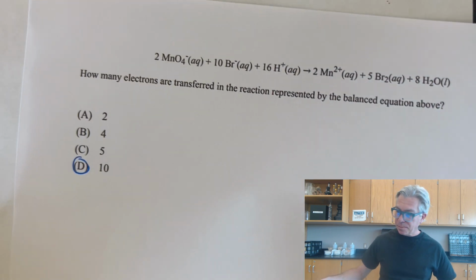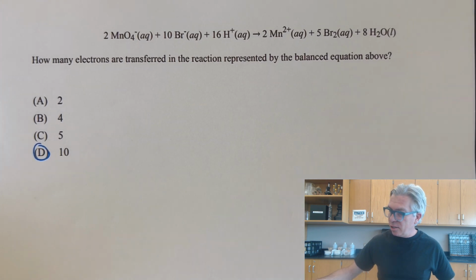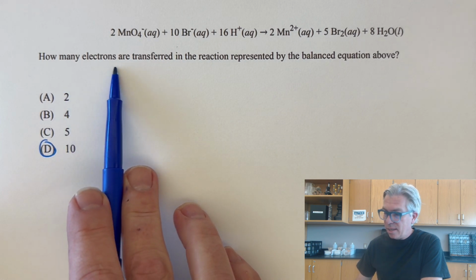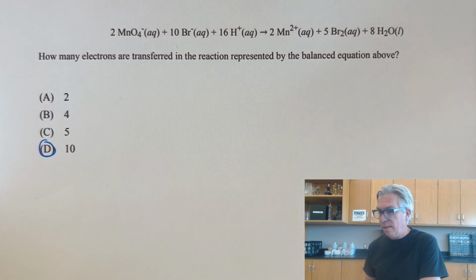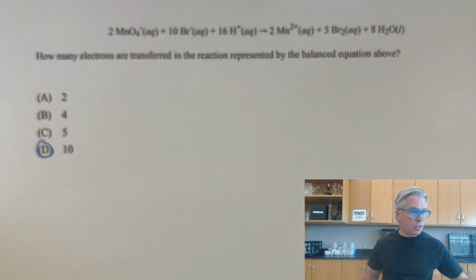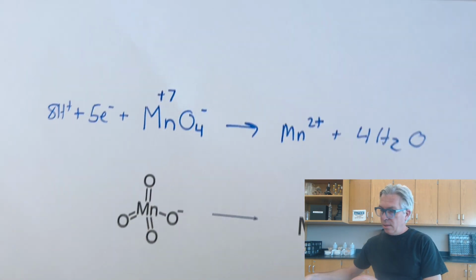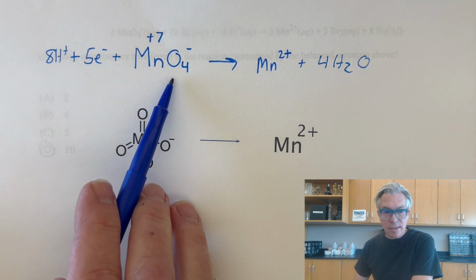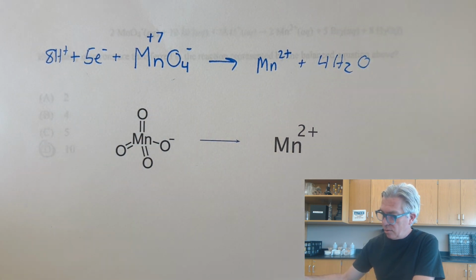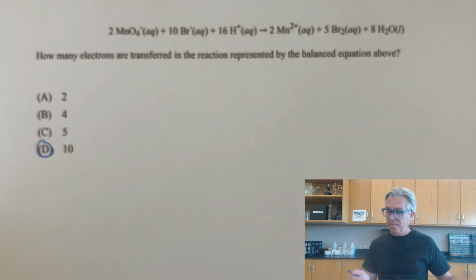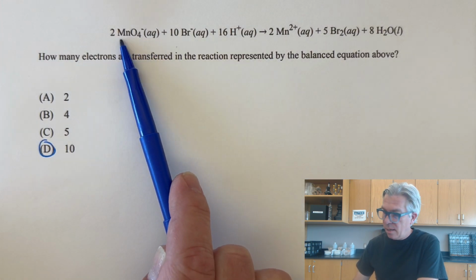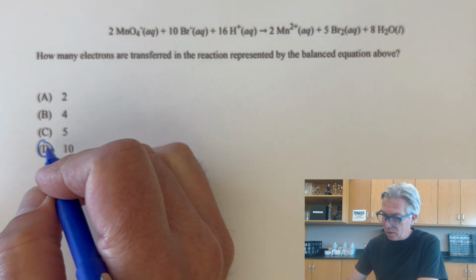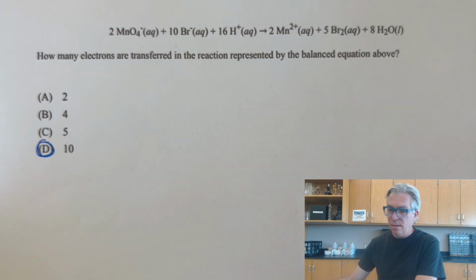And finally, here's our permanganate half reaction combined with a bromine half reaction. And they're put together. How many electrons are transferred in the reaction represented by the balanced equation above? Okay, so if we go back to our original half reaction, I found that 5 electrons are picked up by the manganese as it goes. But when the whole thing is balanced, more of this in Unit 9, 2 permanganates are doing it, each gaining 5 electrons. So that's a total of 10 electrons.